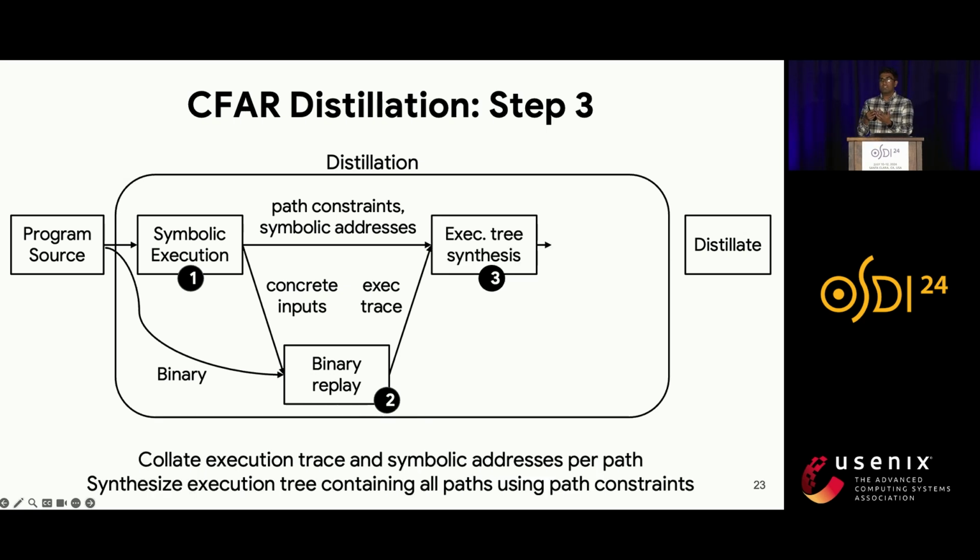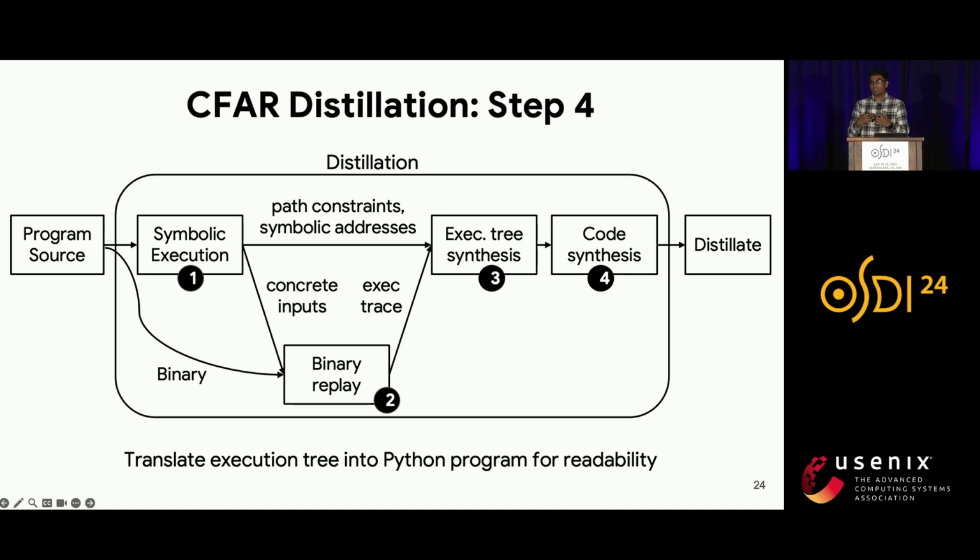In the third step, CFAR really puts together the information extracted from the code and the binary. And so what it does is it uses debug information to collect the information extracted from the binary trace and from analyzing the source. And in the final step, CFAR translates this execution tree we have, which is at this point in time composed of SMT constraints, into the Python program or the distillate that I showed you before.